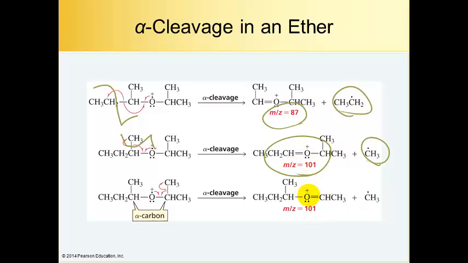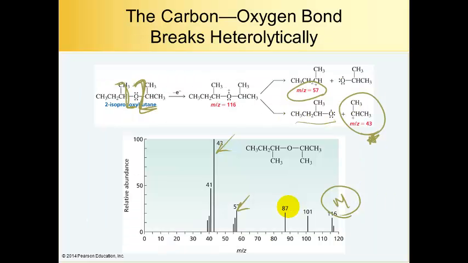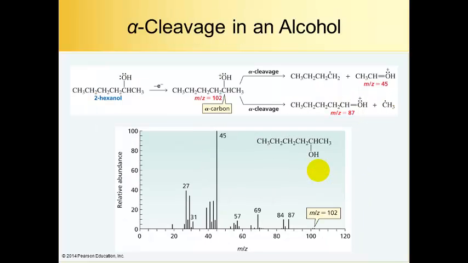And then lastly, we can have this one cleave off here. And so we end up with that single electron moving in, one of these moving in, and that moving up. We get a different methyl group here, and then this 101 peak as well. And so if we go back to the spectra, the alpha cleavage is what gives us this 87 and this 101.